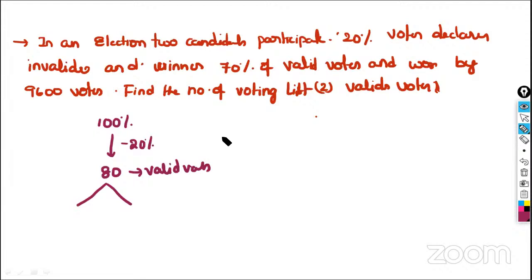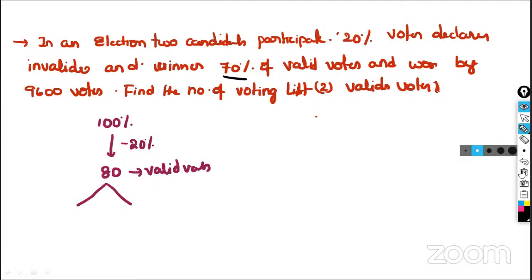So the winner got 70. Here a general mistake will be done. So 70 as well as 30. Sorry, 70 and 10. They are doing it like this. Now see, if I told 90% of valid votes, whether the question is wrong? No, not at all. Why? Sir, here 80 is there, here 90, how will it come? He is saying that they are percentages, okay?